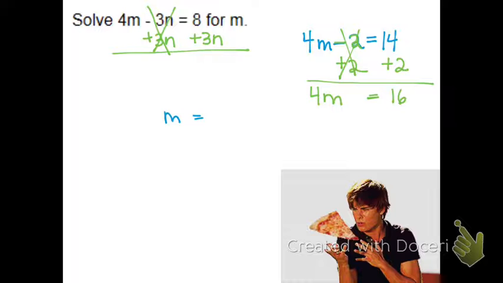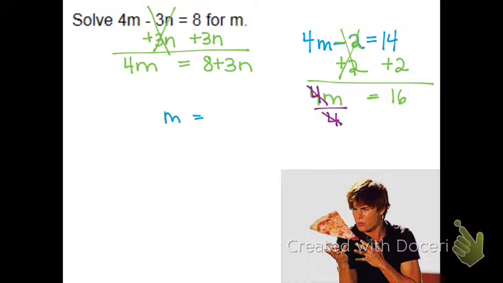So on the left, we're left with 4m, and on the right, again, 8 and 3n. They're not like terms. We can't combine them. So we just need to leave it as 8 plus 3n. Now let's go back to our other equation on the right. How do we undo this multiplying by 4? Dividing by 4. Not m, 4.